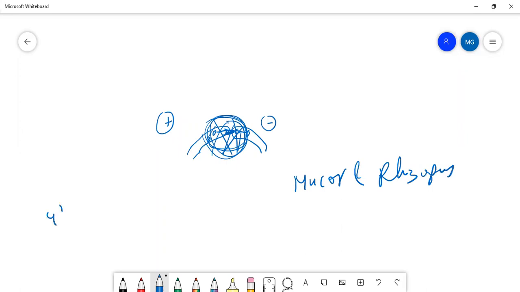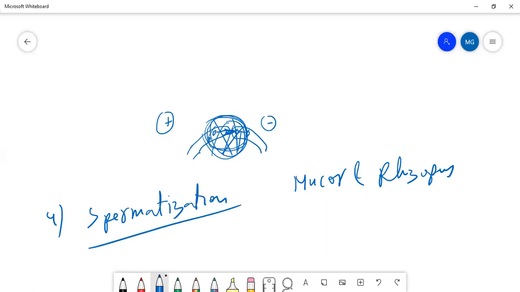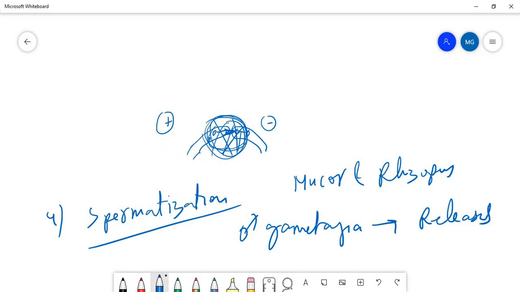The fourth method is spermatization. What happens here? The male gametangia releases gametes, which are non-motile. And we call them what? We call them spermatia. What do we call these male gametes? They are called spermatia.